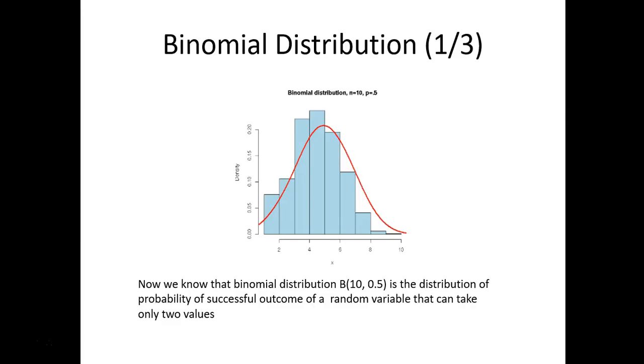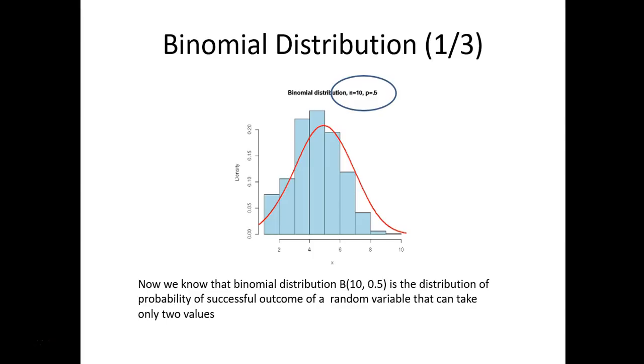So a binomial distribution is always represented by these two values. One is the number of observations, so how many coin tosses are happening, or if we have some other random variable, like a team is playing a match and it can win or lose a match. So there are two possibilities, either winning or losing.